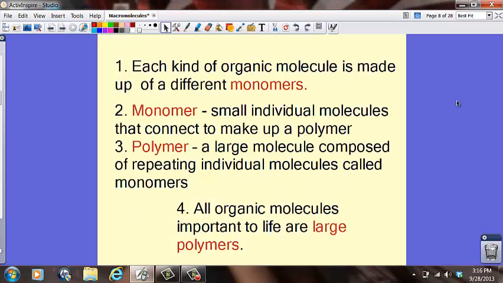When we're talking about a generalized term, every macromolecule except for lipids contains a different monomer. A monomer is a small individual molecule that connects to make up the polymer. So it's more or less the subunit, and the polymer is the generalized term that we use for the large molecule that is composed of the repeating individual monomers. And all organic molecules important to life have these large polymers.